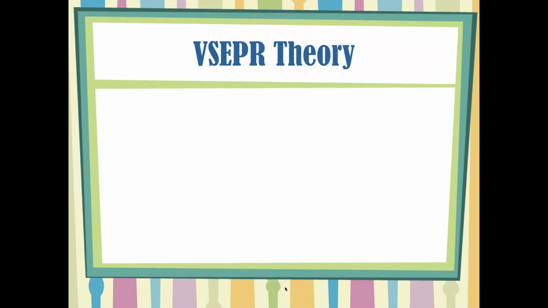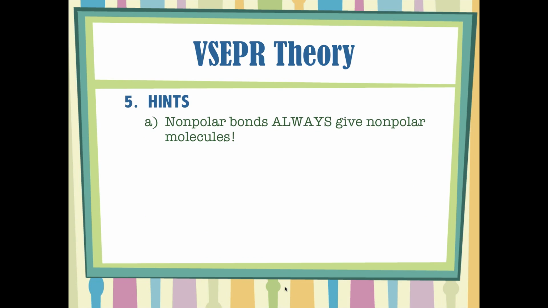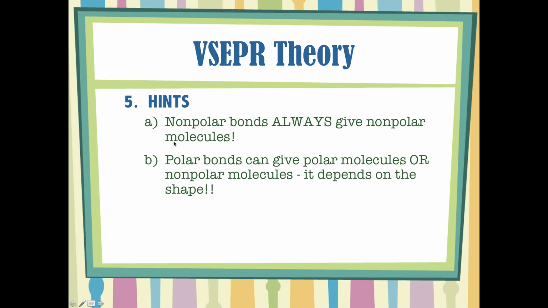All right, let's continue on. So one last piece about this that'll give you some sort of hints. If you have non-polar bonds in your molecule, it will have to be a non-polar molecule itself. Because remember, non-polar means it's being pulled evenly. So it doesn't matter what the shape of the molecule is, it's for sure going to be a non-polar molecule. That's a shortcut. However, if you have a polar bond, that could be a polar molecule or a non-polar molecule.